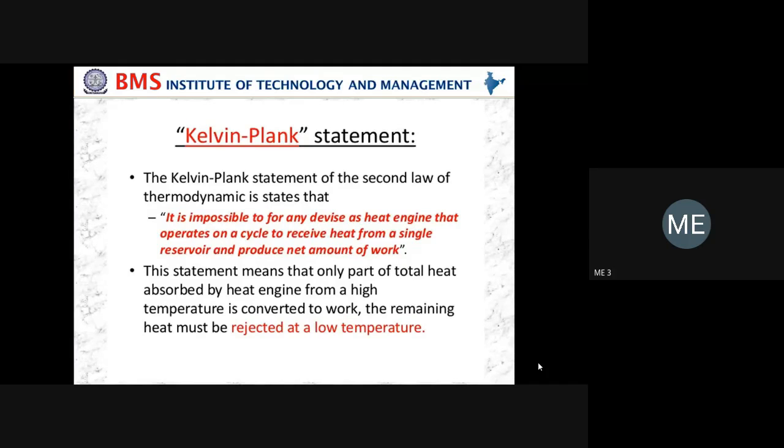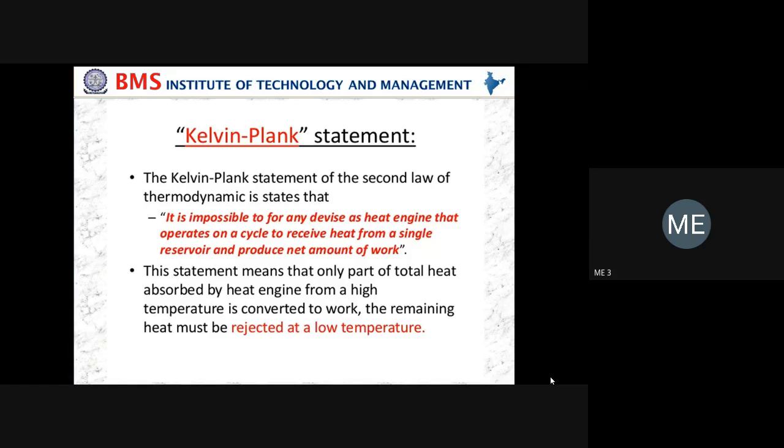So the exact meaning is that, in order to operate the heat engine, we should have two reservoirs. One is the source at higher temperature and one is the sink at lower temperature. Then only the cyclic heat engine works. If either reservoir is not there, suppose I have only the source and I don't have a sink, in that case the heat engine will not work. That is the Kelvin Planck statement.